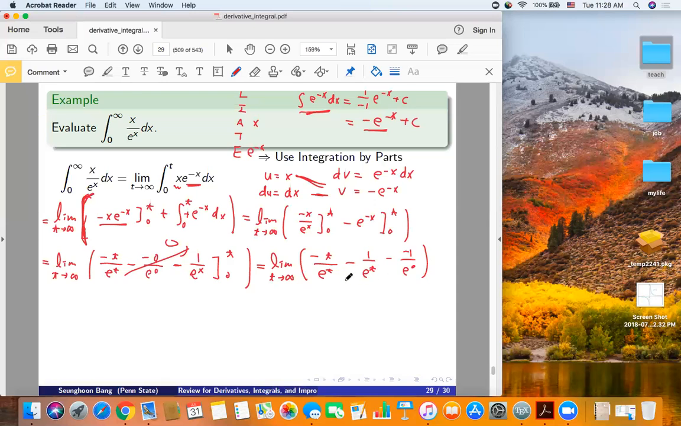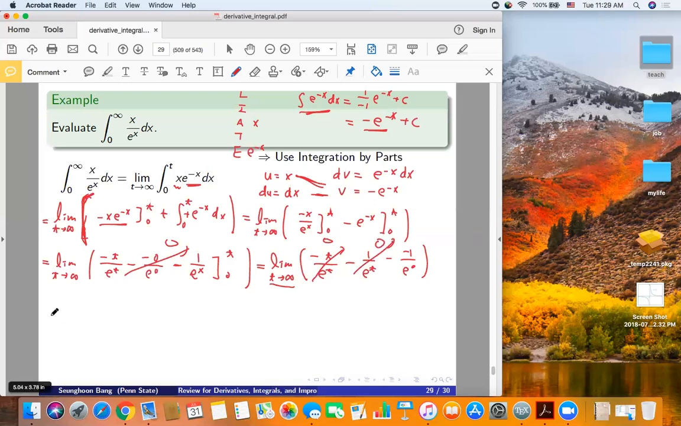So what happens? You can use relative rate of growth. As t is approaching infinity, what happens to t over e to the t? e to the t is growing faster than t, so this whole thing is going to 0. Same: t is going to infinity, e to the t is going to infinity, and 1 over infinity is 0.